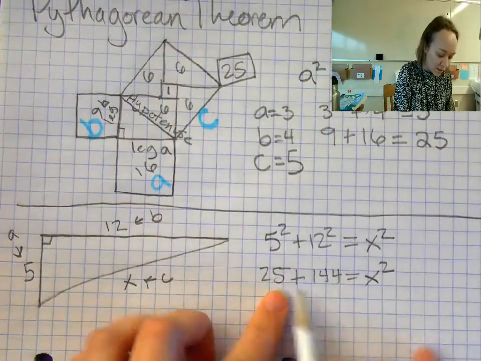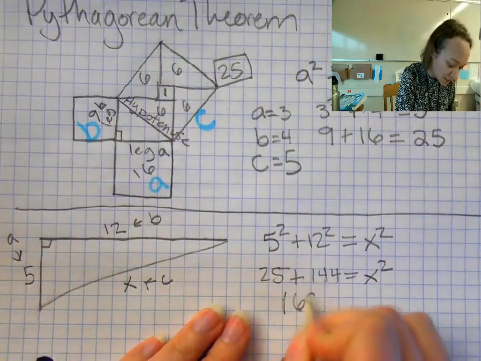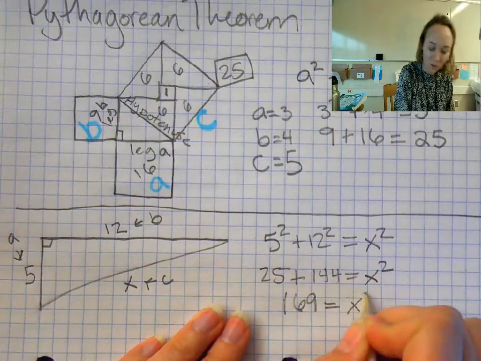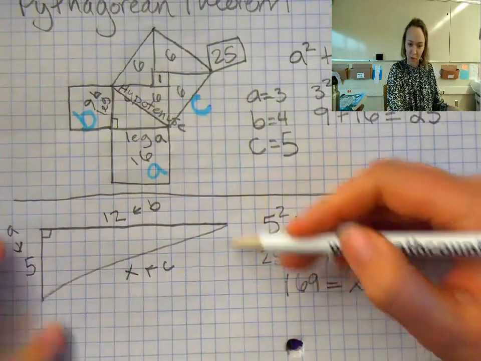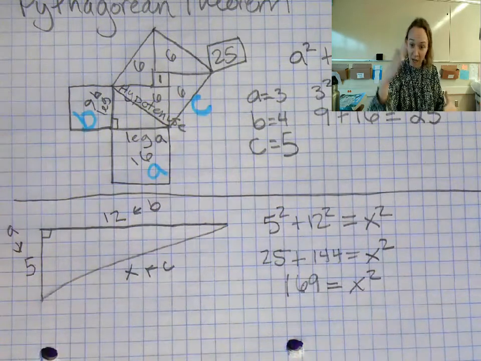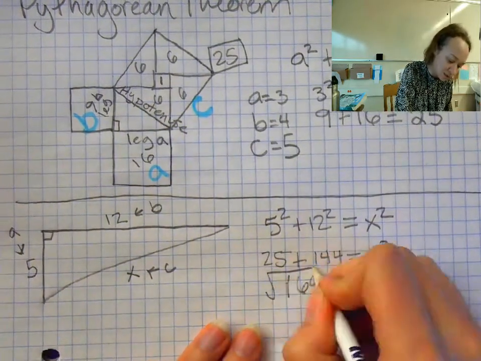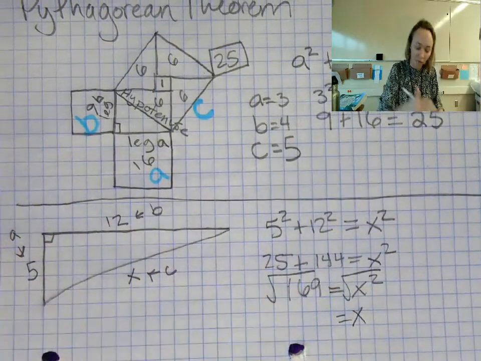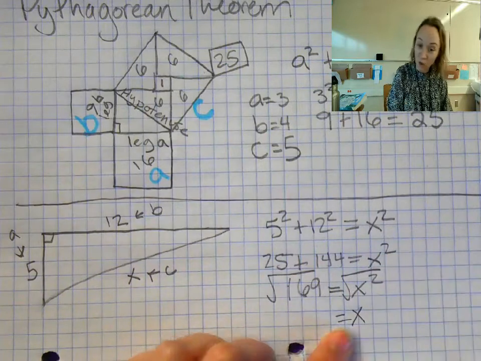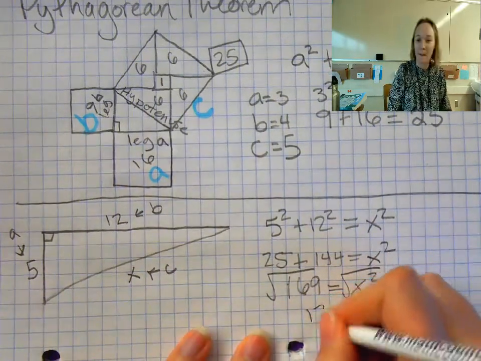So then down here, I do this. This gives me 169 equals x squared. But I don't want x squared, right? I don't want this monstrous square that comes off the side of the x. I want the actual length. So I'm going to take the square root of both sides, because that's how I solve for a square. The square root of 169 just happens to be 13. Amazing.